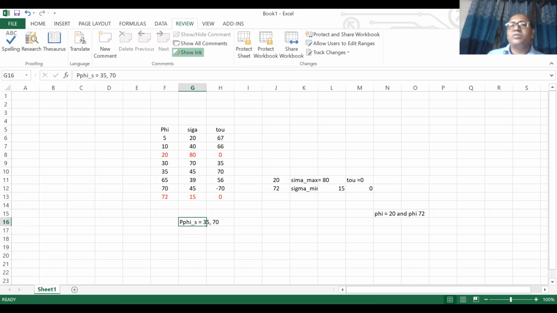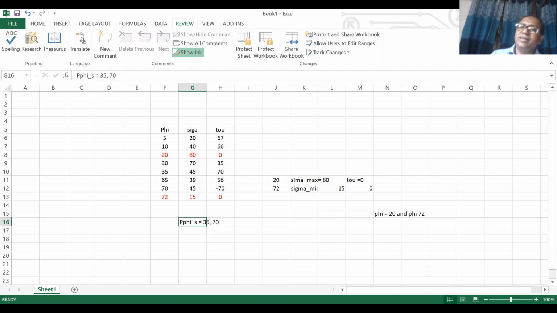Okay. So how can we do that? You see right over here in this mother equation, sigma and tau are variables because sigma and tau depend on phi. If phi changes, sigma will change, and tau will change. Okay. So before that, we need to learn some definitions. What is principal stress and principal plane?